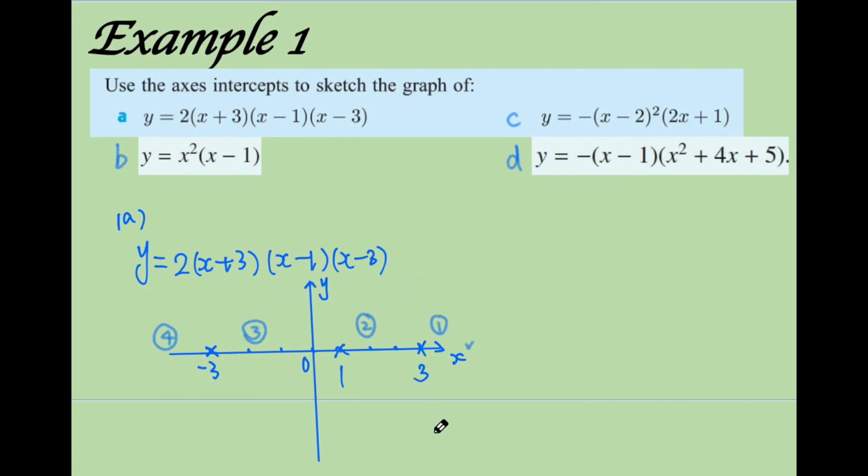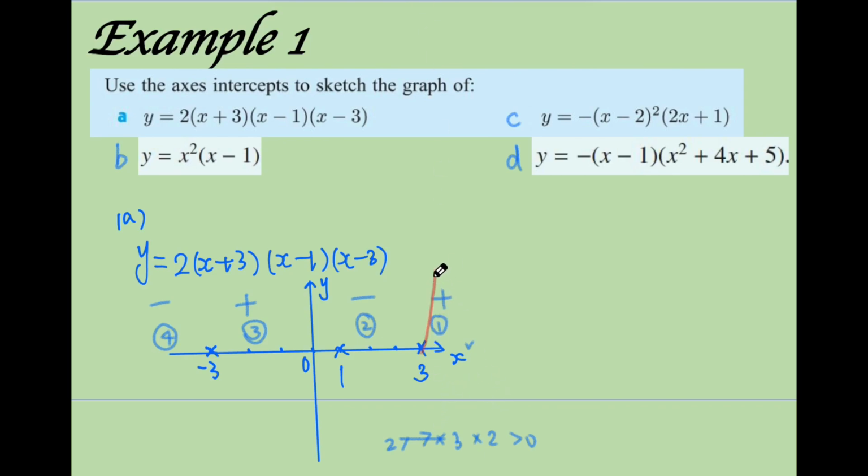sign of y. So 4 plus 3 we have 7, and 4 minus 1 we have 3, 4 minus 2 we have 2. Then the result is positive. It means the first section is positive, the second section negative, the third section positive, and the fourth section negative. After that, we are going to sketch the diagram.